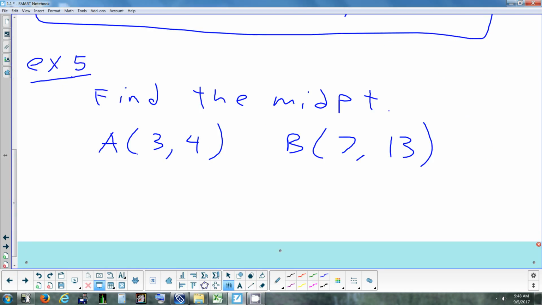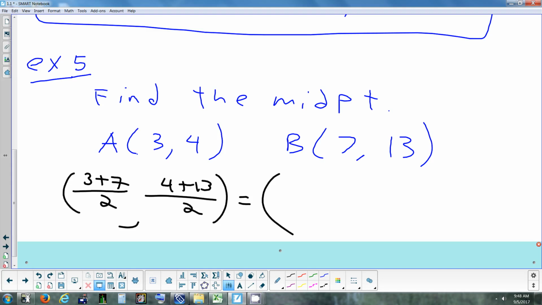So when we find the midpoint, if you don't remember the formula, just think of it as you're trying to find what's in the middle. You're going to average your x's, average your y's. So take 3 plus 7, divided by 2. That'll give you your average for the x. And do the same thing for the y's. Now, if they don't say to leave it as a fraction, you could do a fraction, you could do a decimal. It doesn't matter.